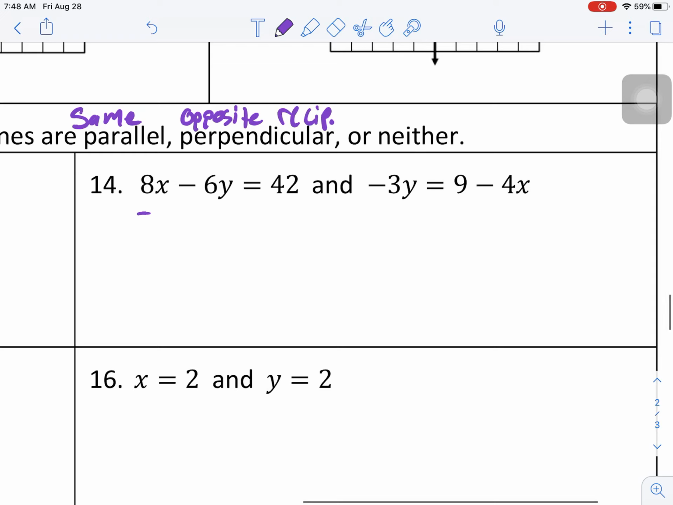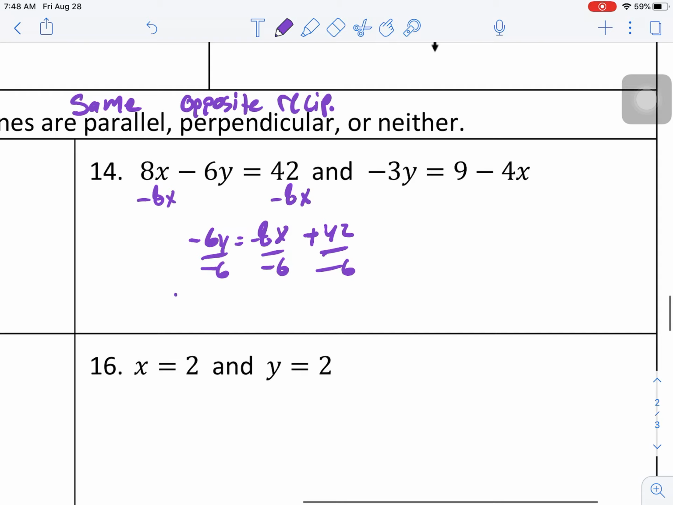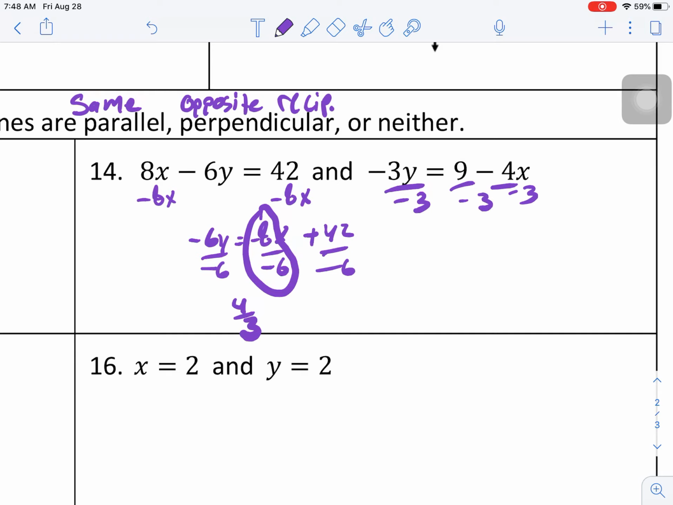For 14, we're going to subtract the 8x, and then we have negative 6y equals negative 8x plus 42. Divide by negative 6. Right, so then for a slope, we're going to have negative 8 over negative 6. That simplifies down to 4 over 3. Okay, let's look at this one. So divide by negative 3 to everything. So the slope on this side is going to be 4/3. Well, these two slopes are equal to each other, so then they must be parallel lines.